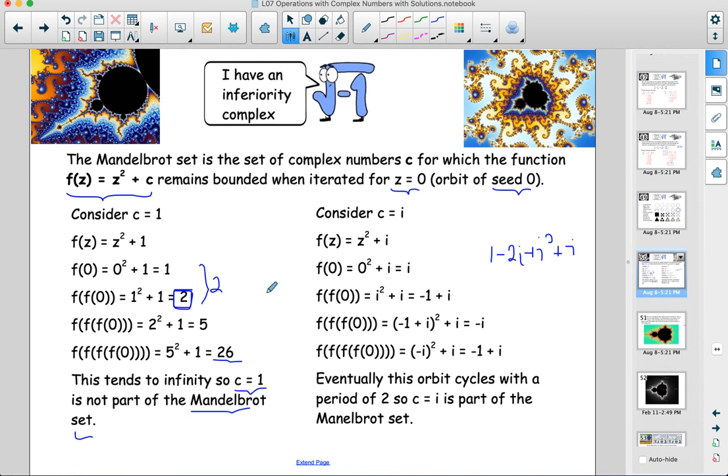Then when I plug in -i in there, I'm going to get (-i) squared, which is i squared, plus i. So -i times -i is positive i squared. Positive i squared is -1. We're at -1 plus i. Now we're going to cycle. When I plug that back in, I'm going to get to -i, and so on. So eventually this orbit cycles. It has a period of 2. So c equals i is part of the Mandelbrot set.